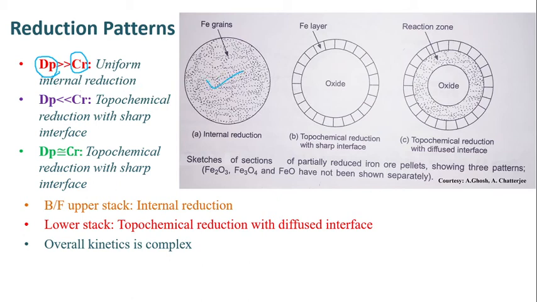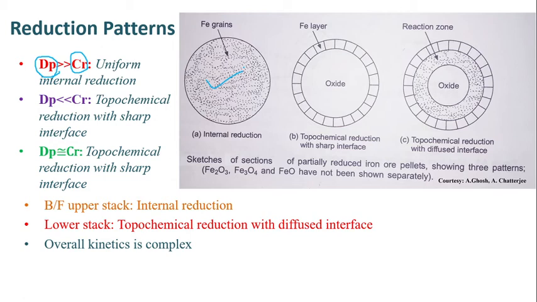So uniform internal reduction will take place, and discrete effluence will be there in the reduced ore. What are the conditions for this uniform internal reduction? Practically, it will happen with smaller particles, or at lower temperature where the reduction is slower, and with a higher porosity. This type of internal reduction can be seen.